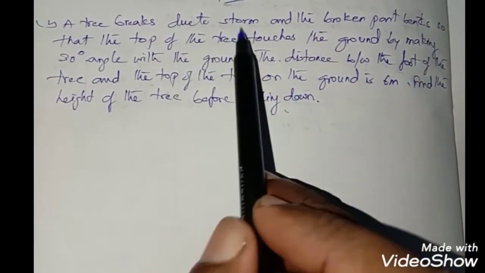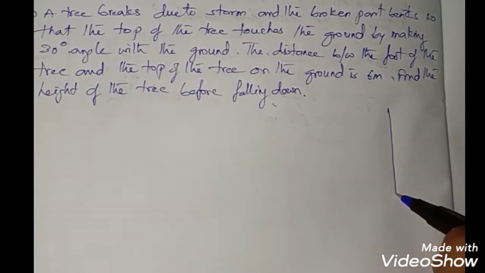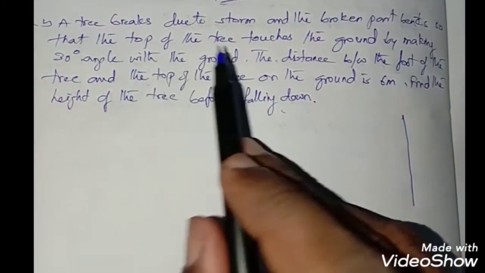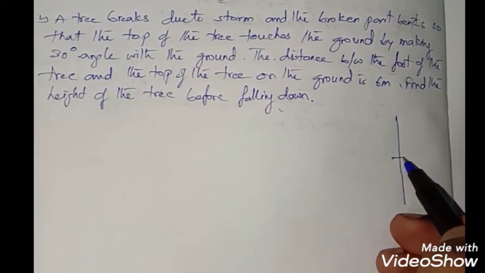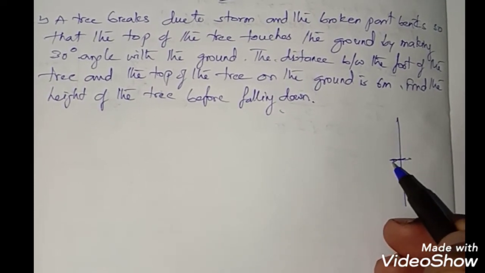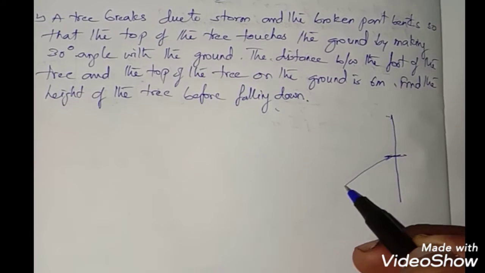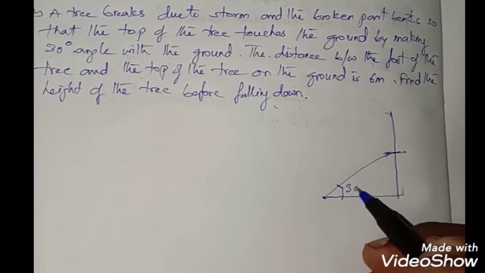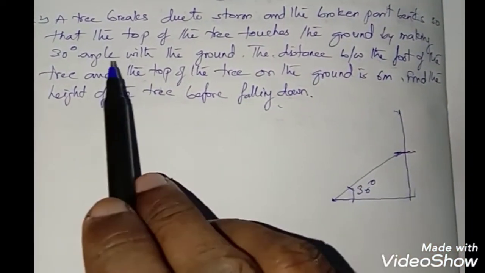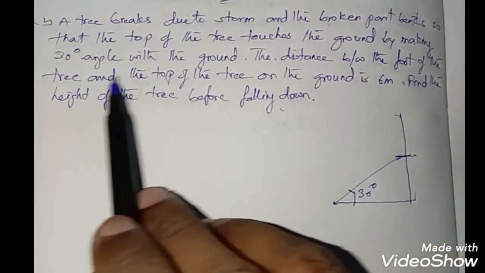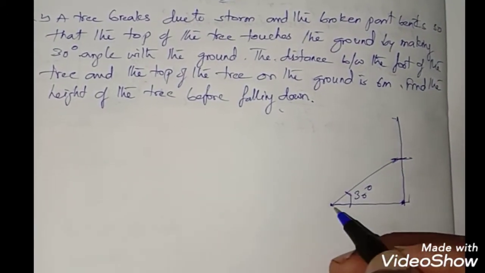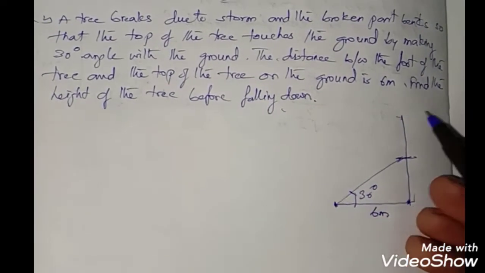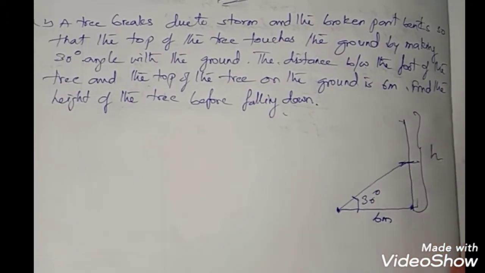A tree breaks due to a storm. Suppose you have a tree here. Due to the storm it breaks and the broken part bends, and the top of the tree touches the ground. Suppose the tree is broken from here and the top touches the ground, making an angle of 30 degrees with the ground. The distance between the foot of the tree and the top of the tree on the ground is 6 meters. Find the height of the tree before falling.